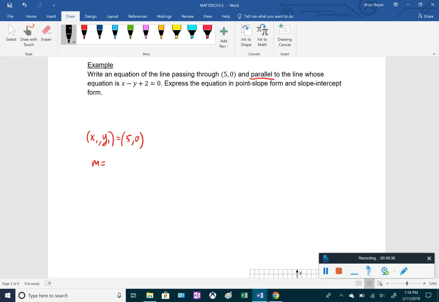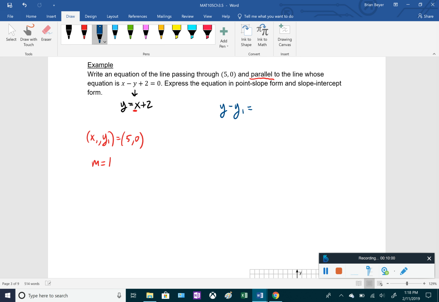So solving this for y, what we could do is just add y on both sides, and we would get y equals x plus 2. So the slope here is going to be right out front of the x, multiplying the x, which is just a coefficient of 1. So our slope is 1. So it's just as easy as that. It was just one step further than the other one.